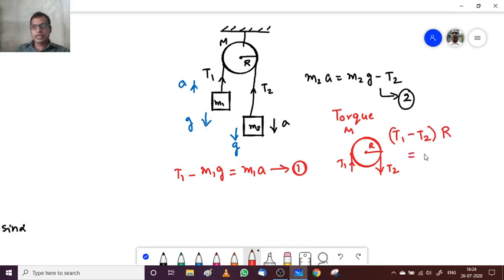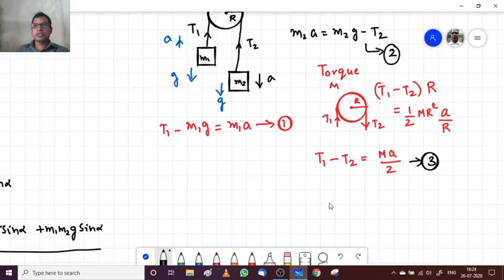And this torque is what? I alpha. I for a circular pulley is going to be half m r square, and alpha, that is the angular acceleration, is going to be a by r. So that is the relationship we have. Now you can say that T1 minus T2 is nothing but m a by 2. So we got now our third equation. Now we have enough equations to solve.